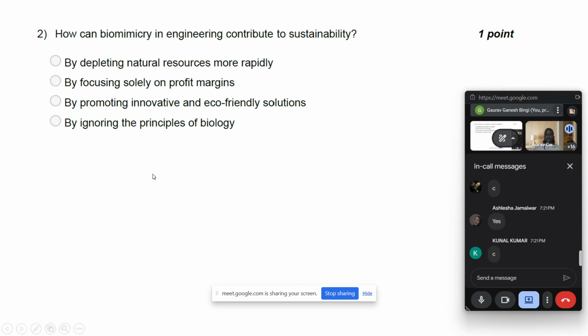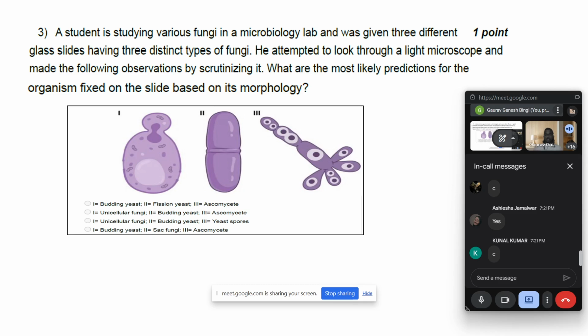Okay. So the answer is C. Yes, you all are right. The answer is C, by promoting innovative and eco-friendly solutions.